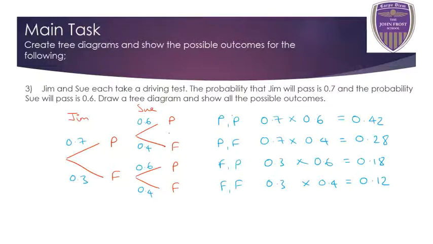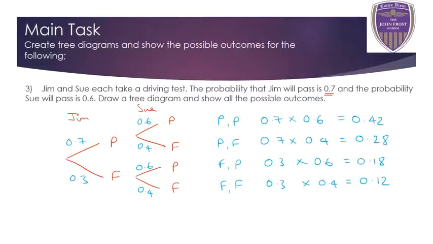Well, this time, the 2 different sets that we're looking at is Jim passing or Sue passing. So Jim will either pass or he'll fail. You can't have in between, can you? Either pass or fail. I'm telling you here, look, there is a 0.7 chance that Jim will pass. That must mean there's a 0.3 chance that he won't pass.